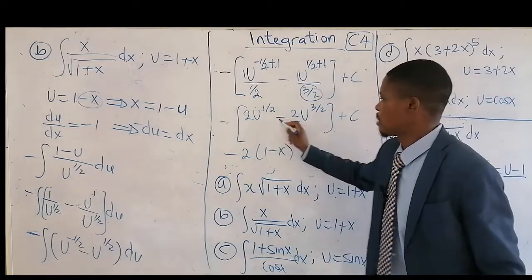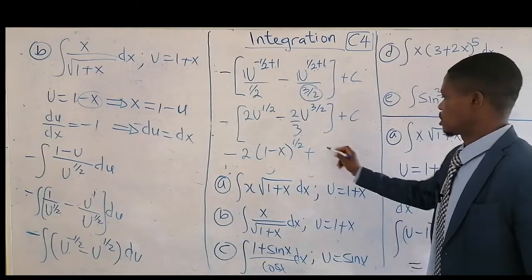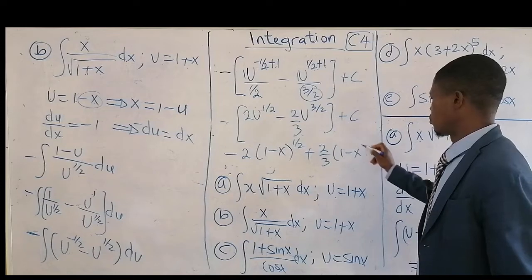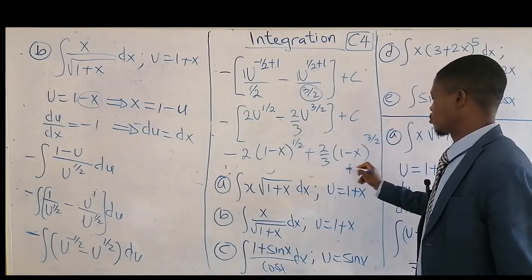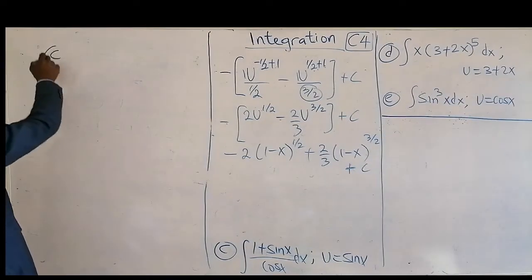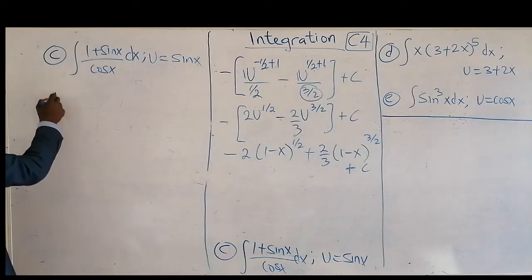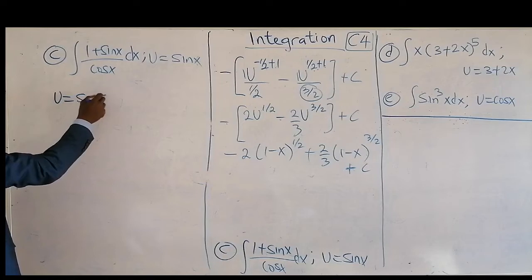Then minus times minus, that's a plus. That's 2 over 3 times (1 minus x) to the power 3 over 2 plus c. The c part: u is equal to sin x. For this question, u is sin x.